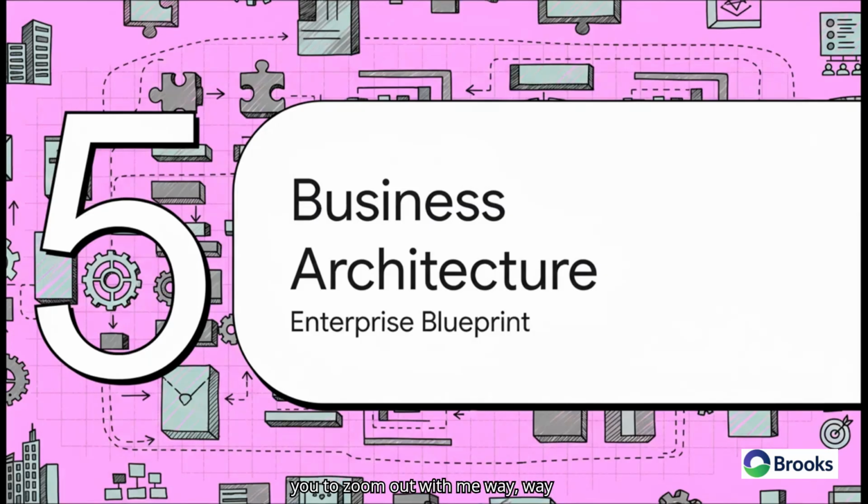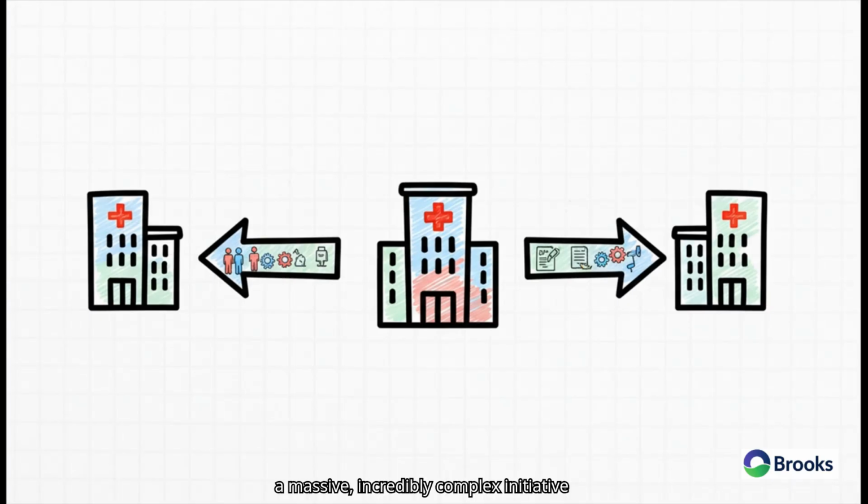Okay, now I want you to zoom out with me, way, way out. The business architecture perspective isn't about just one project or one system. Nope. It's about the entire organization and how all its different pieces fit together to hit those big strategic goals. Think about a massive, incredibly complex initiative like this one. You've got two huge companies trying to become one. How on earth do you combine their different processes, their different technologies, their people, and their strategies into a single, efficient enterprise? This is exactly where you need that enterprise-level blueprint.